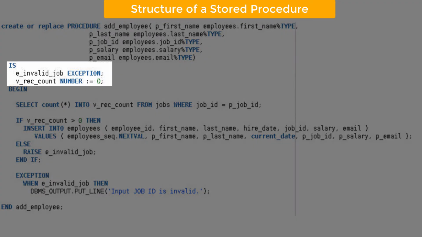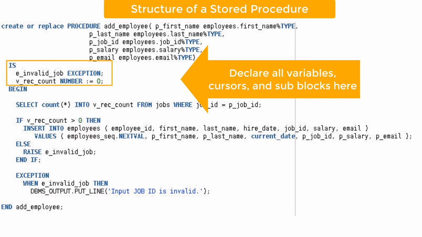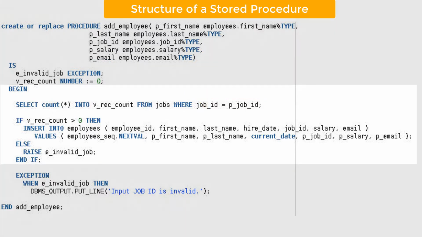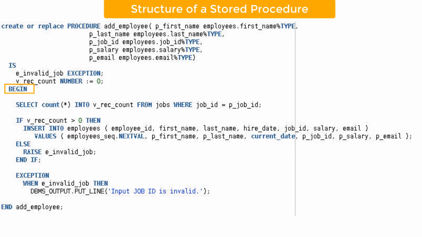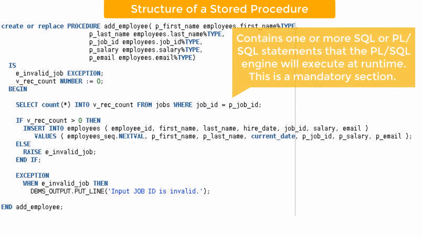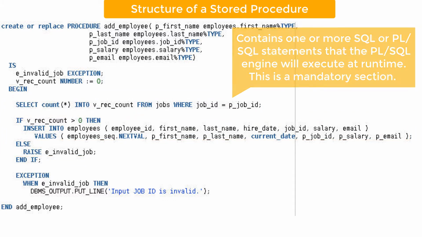Second, the declarative section. The declarative section begins with the is or as keyword. All the variables, cursors, and subblocks that are referenced in the execution and exception sections are declared here. Third, the execution section. The execution section starts with the begin keyword. This block contains one or more SQL or PLSQL statements that the PLSQL engine will execute at runtime. This is a mandatory section.